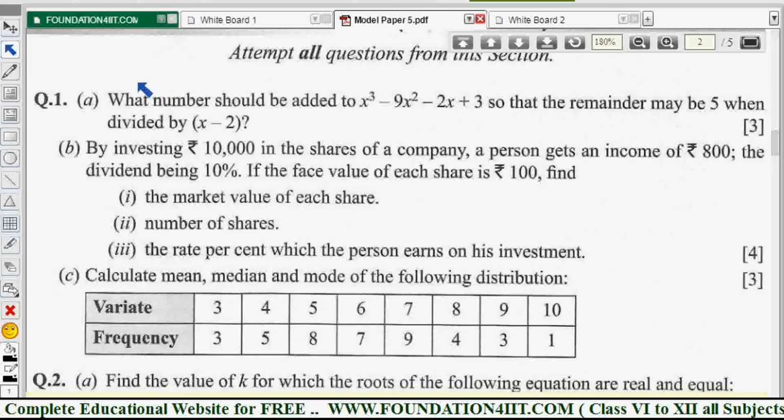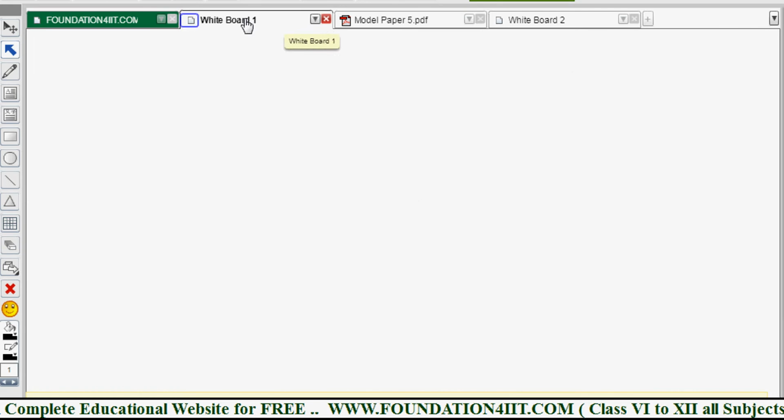Now the first one. In first A, what number should be added to x cube minus 9x square minus 2x plus 3 so that the remainder may be 5 when divided by x minus 2, right? So let the number be k, so what number should be added means let us take it as k. That the remainder may be 5 when divided by x minus 2 is the question. So let me take the equation, we'll solve the problem.